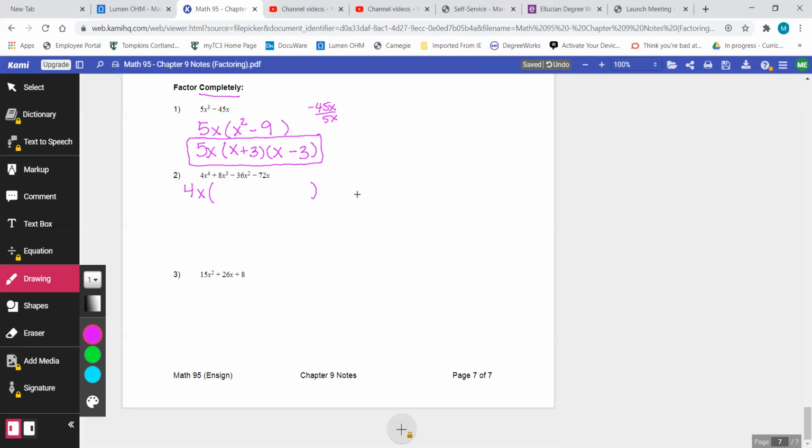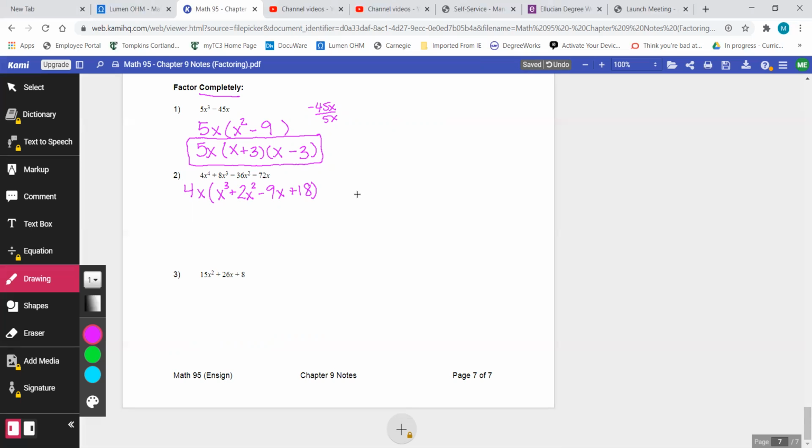And remember that when I take out a GCF, every term here needs to contribute a term in the parentheses. So 4x to the fourth, I take out the 4x, and I get x to the third. Then 8x cubed, dividing out the 4x, I get 2x squared. Then negative 36 divided by 4 is negative 9, and then x. And then negative 72x divided by 4x is plus 18. Okay, so I've pulled out my GCF.